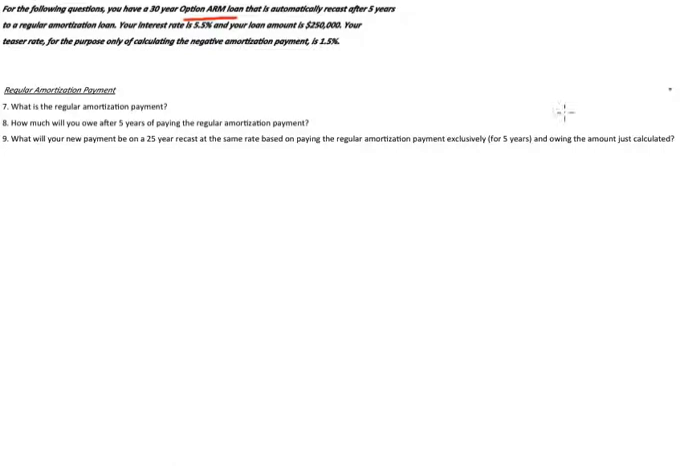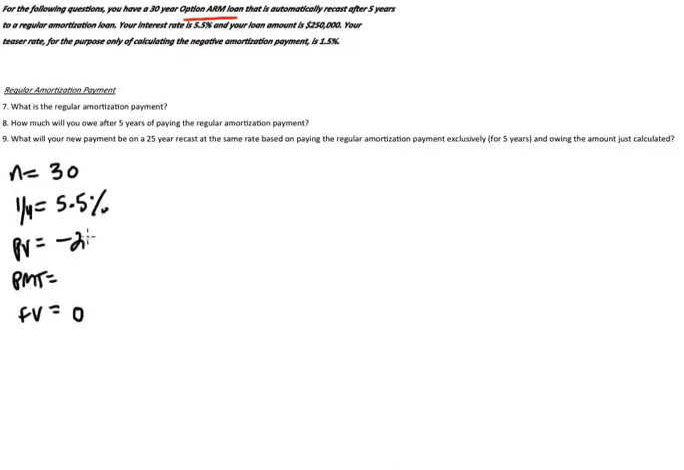So let's solve that. Now, regular amortization means that our future value is going to be 0. In other words, regular amortization means that we are going to pay the loan off. It's a 30-year loan. Our starting interest rate is 5.5% for regular amortization, and we're doing a loan for $250,000. So I'm going to punch this information into my calculator, knock this payment out really quickly.